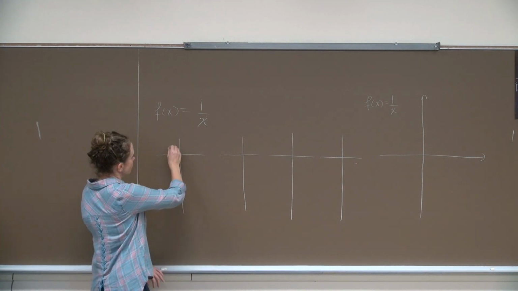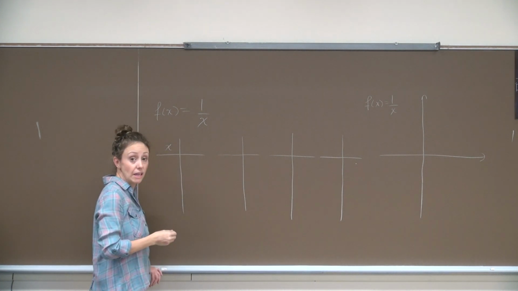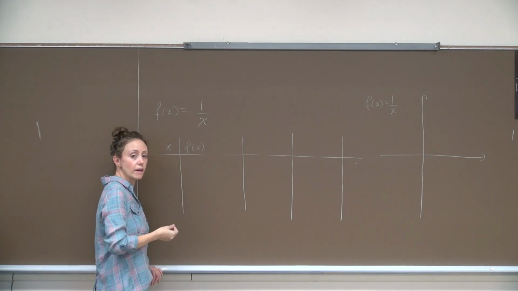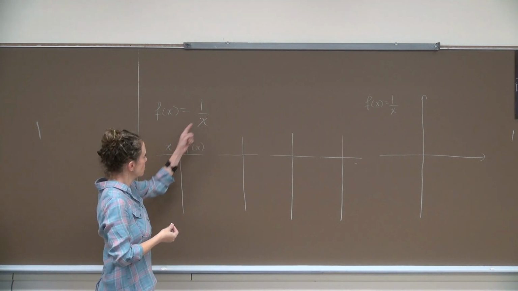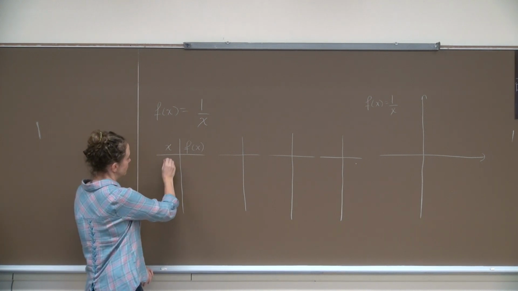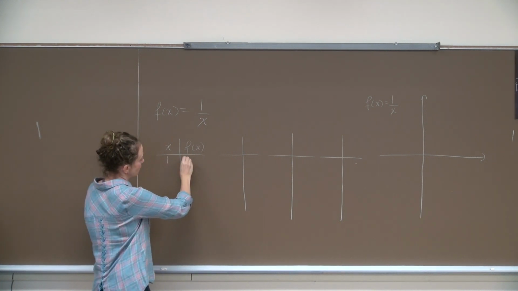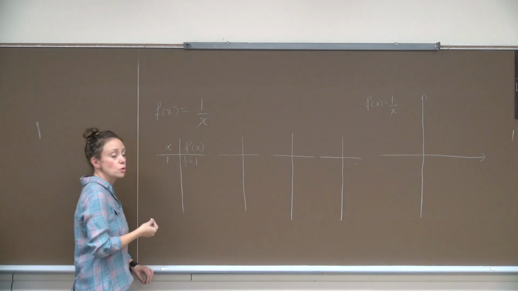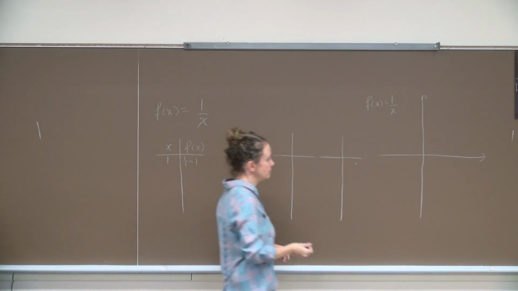So we're going to start off by substituting some values in for x, and then seeing if we can figure out some basic patterns for f of x, or for y. So when we go to our function over here and we substitute in 1, when x is 1, for f of x I get 1 over 1, which is the same thing as saying 1. So one ordered pair that's on our graph is (1, 1).